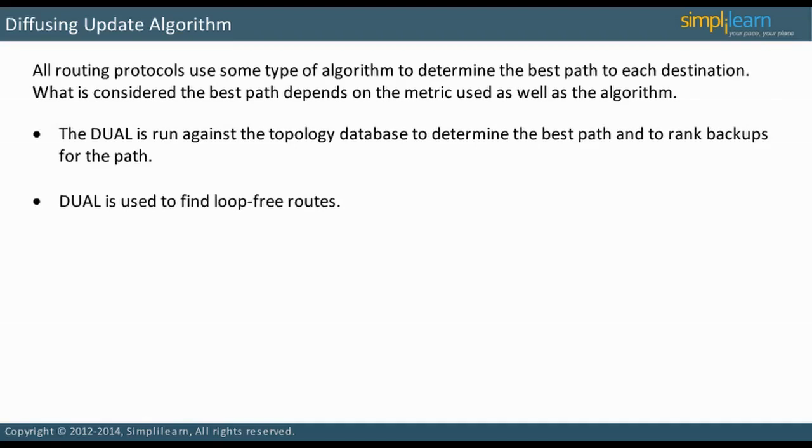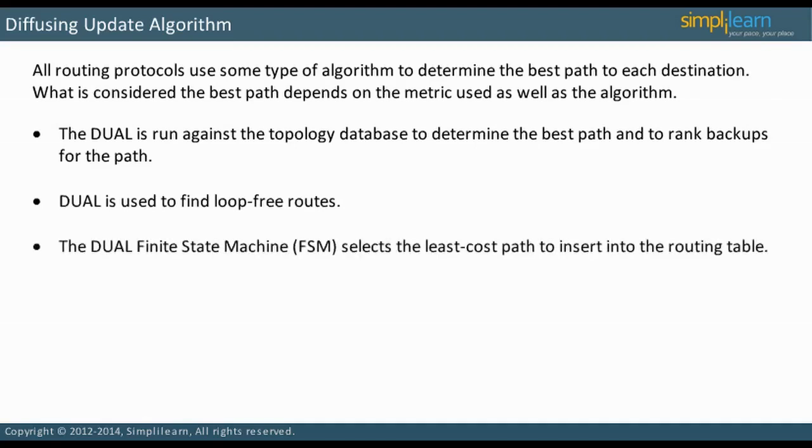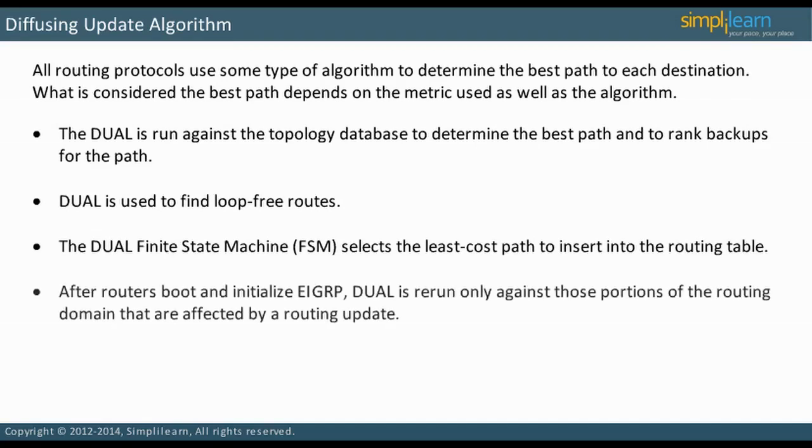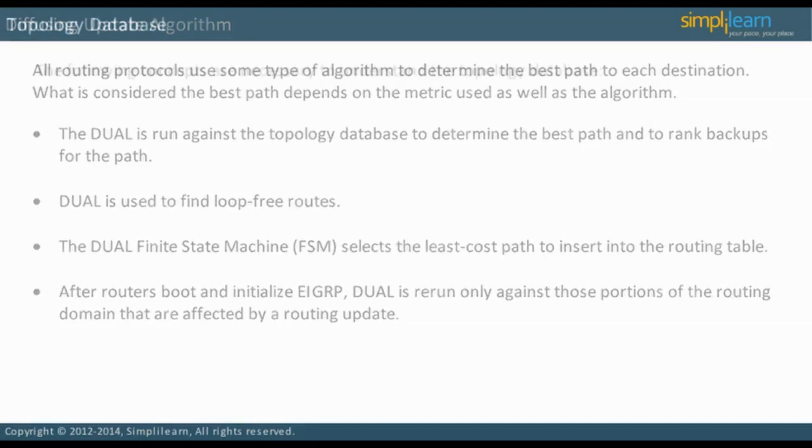DUAL finds loop-free routes. The DUAL Finite State Machine, FSM, selects the least cost path to insert into the routing table. After routers boot and initialize EIGRP, DUAL is rerun only against those portions of the routing domain that are affected by a routing update. This is why it is said updates are bounded. Let us discuss the topology database in the next slide.